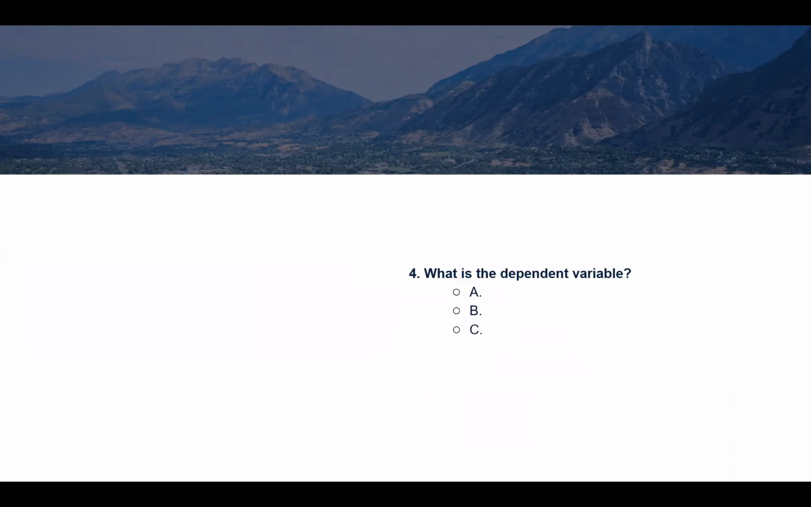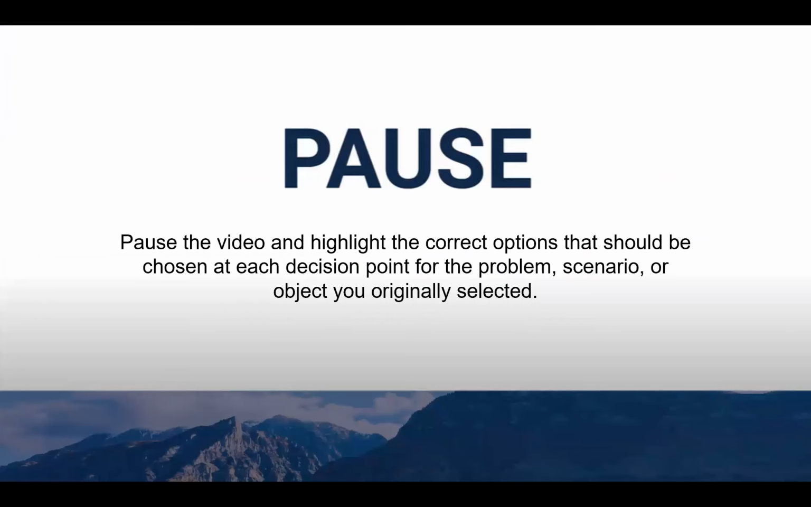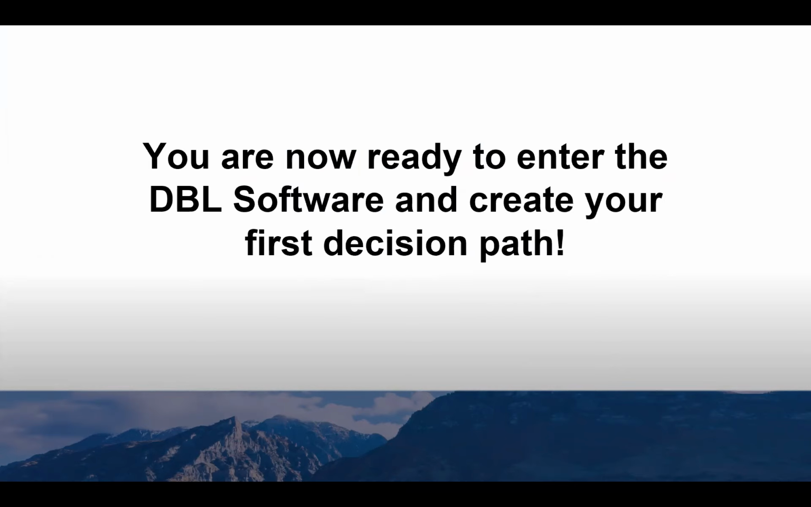You may ask, how do I choose a correct option if I have questions with ABC options? We recommend first locating the answer to the question in the problem, then putting this correct answer in parentheses next to the question. Pause the video and highlight the correct options that should be chosen at each decision point for the problem, scenario, or object you originally selected.